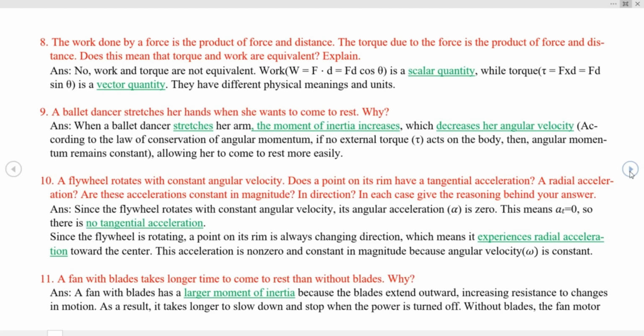Question number 9, we have, a ballet dancer stretches her hands when she wants to come to rest. Why? This question is based on the principle of conservation of angular momentum.